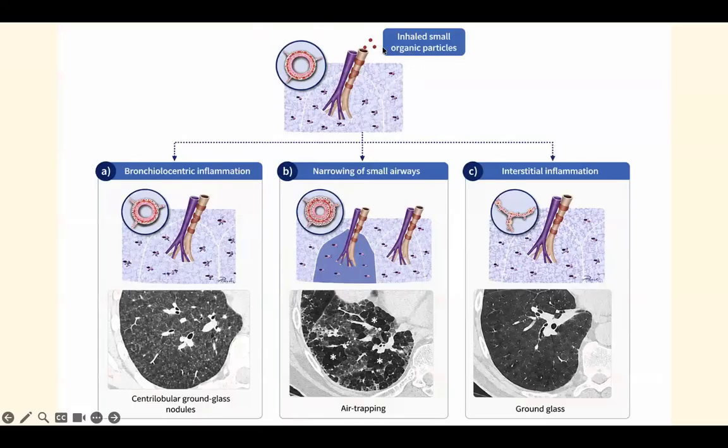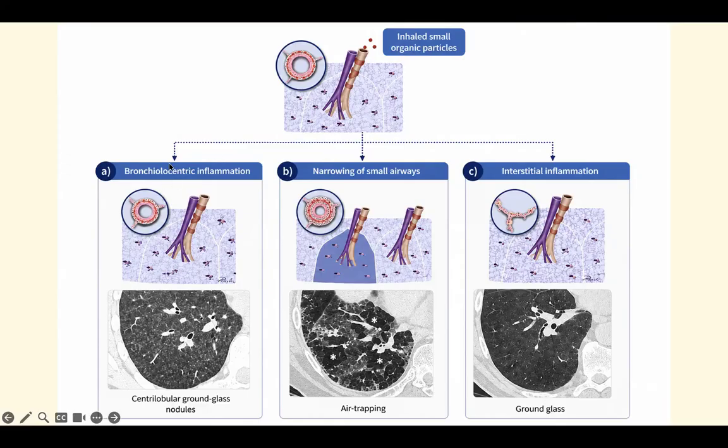Here, in this diagram, the bronchus beside the bronchiole, beside the arteriole, and this is the cross-section of the bronchiole in the normal lung. Both arteriole and bronchiole terminate at the center of the pulmonary lobule, and this is the interlobular septa. When small organic particles are inhaled within the bronchi, it will induce three mechanisms.